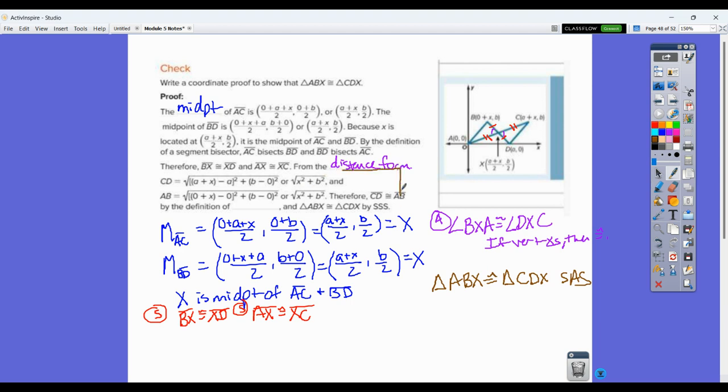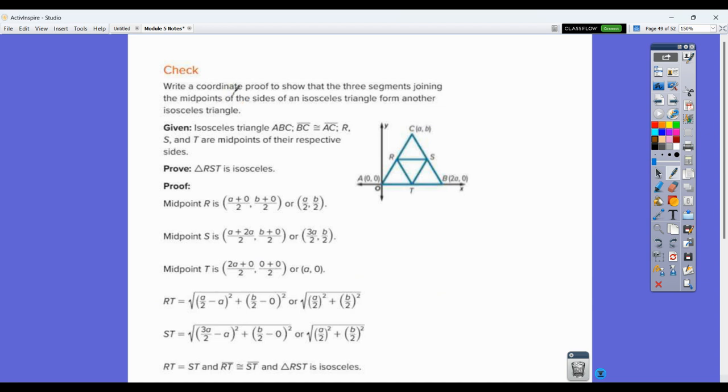Now again, they did it differently, so I'm just giving you a different method to end there, just to show you something different. I also gave you an idea of how it looks if it's not written in paragraph format. Okay, so then there's the check with the coordinate proof of the midpoint. So there's the given. And I believe this whole thing is here for us.